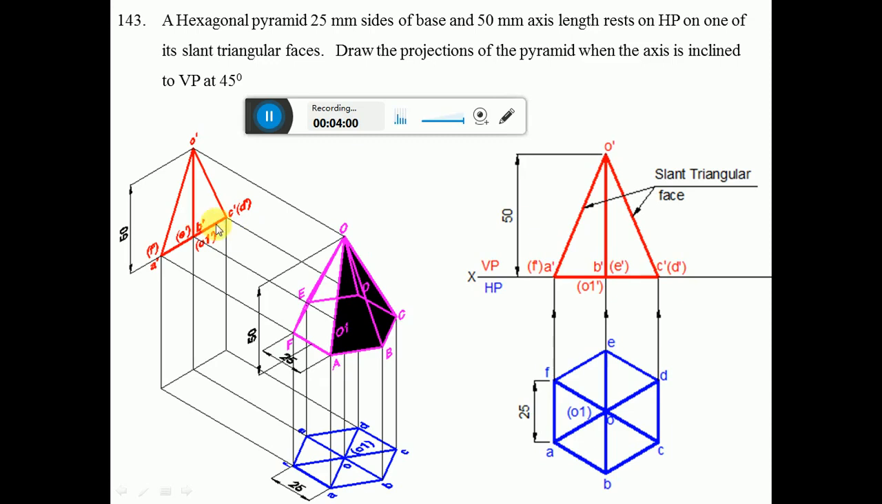Coming to the orthographic view, see here how to construct this. Since it is resting on one of the slant triangular faces, the edge containing the triangular face has to be perpendicular to VP. So you have to have a 90-degree line towards the XY line. To draw the initial position, draw a vertical line first, consider any point, and from there take a radius of 25. Using the compass, draw a circle.